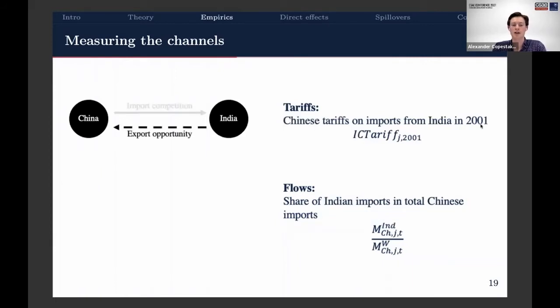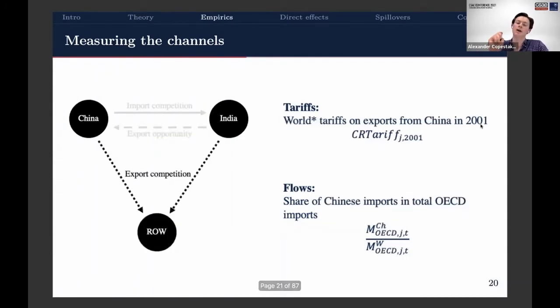The other channels, so export opportunities, just going to be flipping all those around, exactly the same idea. Export competition, similarly, except now it's going to be the tariffs from the rest of the world proxied by a smaller subset of OECD countries. Their tariffs on China. On the flow side, we're going to look at the share of Chinese imports in total OECD imports.